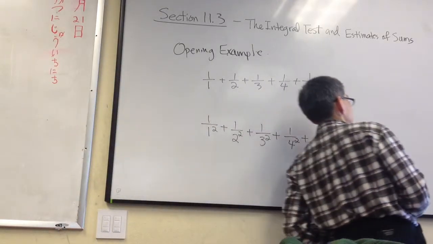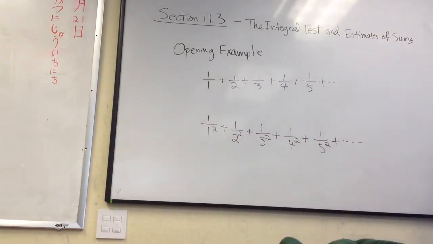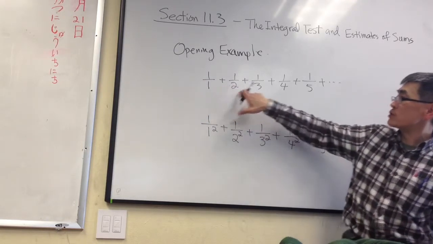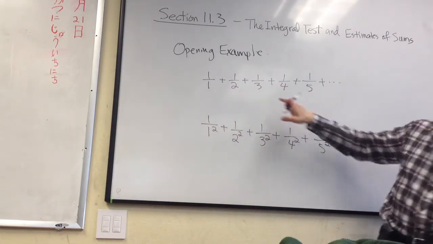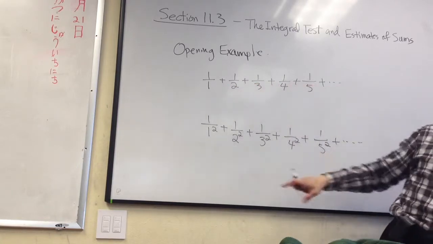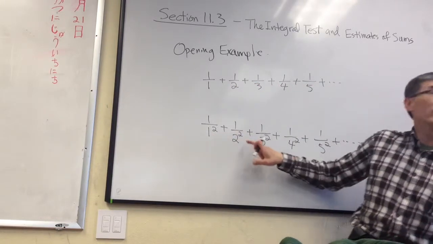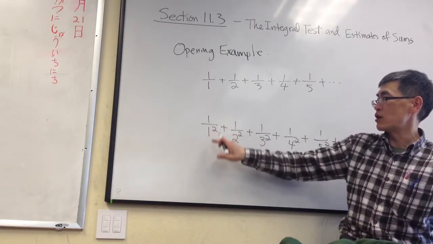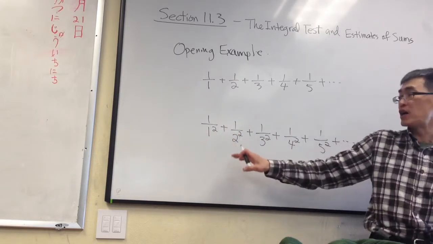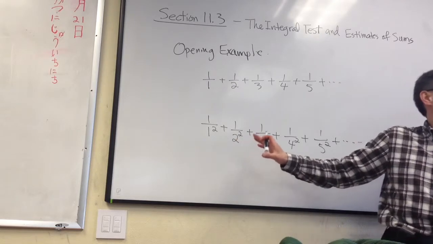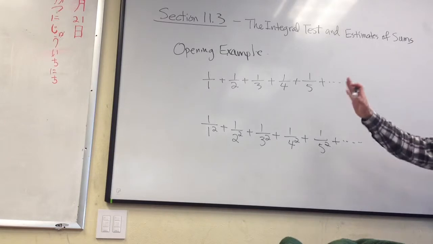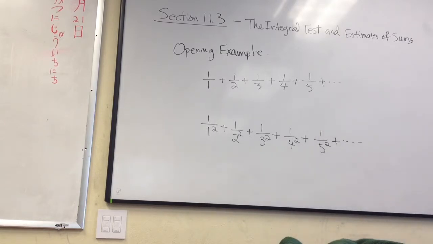Now, in general, you see the pattern here. The denominator is 1, 2, 3, 4, 5, and this is first power. Right. This is 1, 2, 3, 4, 5 raised to the second power. So in general, you have 1 over 1 to the p-th power, plus 1 over 2 to the p-th power. We call that the p-series. I'm going to write that down later, but for now, let's just focus on these two examples.